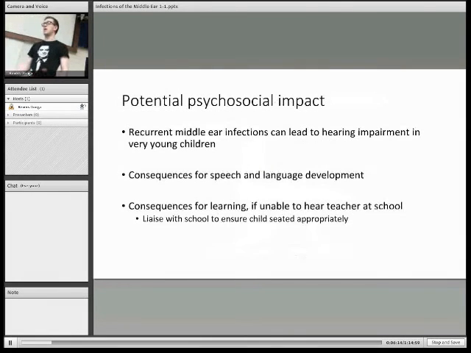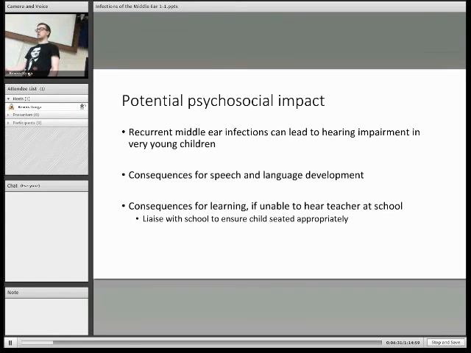So finally, obviously there might be a potential psychosocial impact. So with the recurrent middle ear infections that young children can get, you can get a hearing impairment. And at such a young age, this could have consequences for speech and language development.